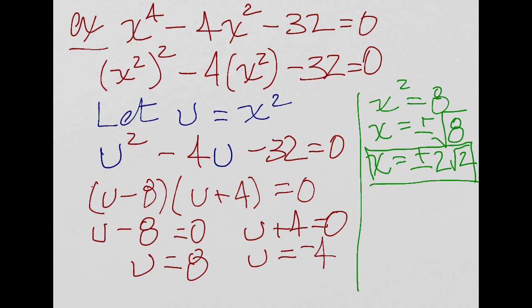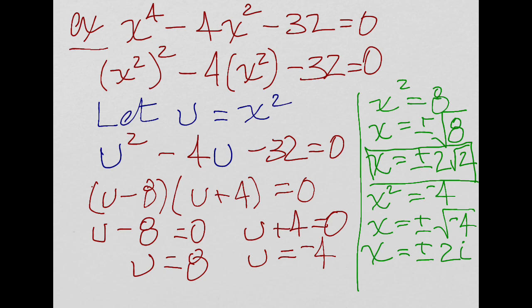Then we'll take the other factor and do the same thing. U equals negative 4 becomes x squared equals negative 4. We'll take a square root on both sides and get x equals, again, plus minus the square root of negative 4. These are going to be imaginary solutions. The square root of 4 is 2. The square root of negative 1 is i. So I get 2 imaginary, 2 complex solutions, plus and minus 2i. And there are my 4 solutions to this equation that was of quadratic form but not quite quadratic.